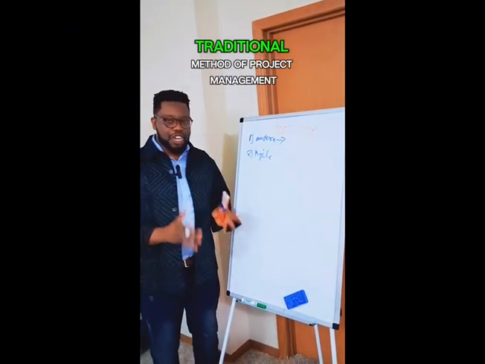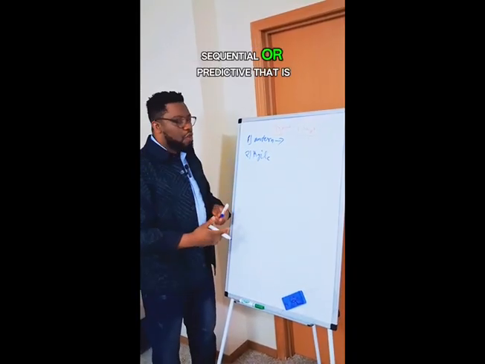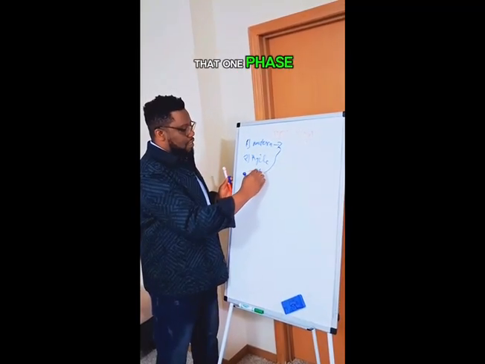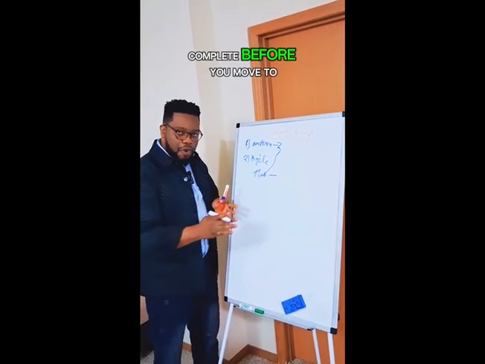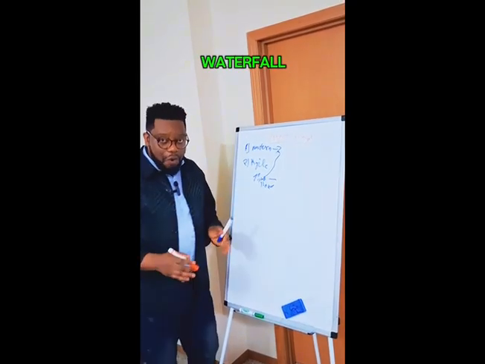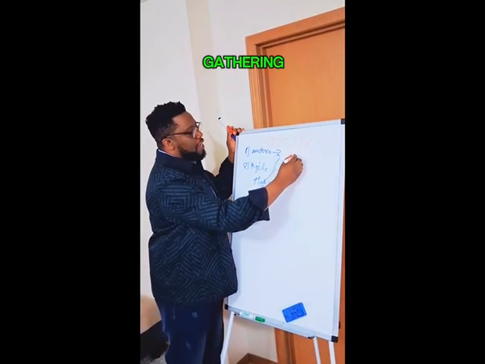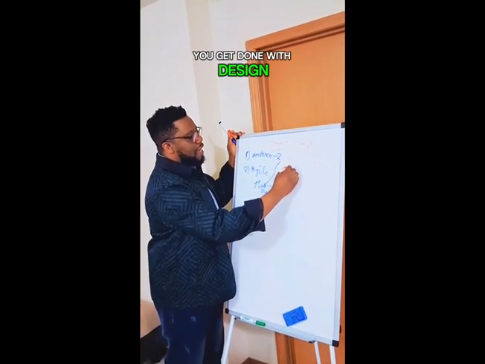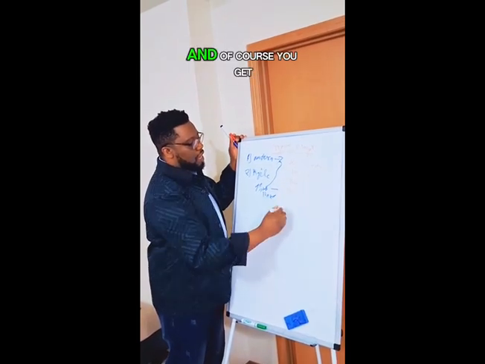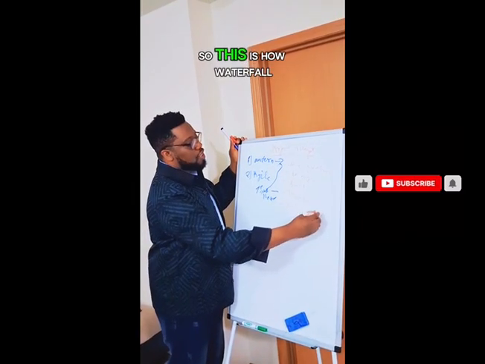Waterfall, some people call it the traditional method of project management. Some will say it's linear, sequential, or predictive. That is waterfall. So what this means is that one phase of the production needs to complete before you move to the next phase. What are we saying here? We are saying that if you pick waterfall, you need to get done with requirement gathering, you get done with design, build, or coding, you get done with testing, and of course, you get done with deployment or release. So this is how waterfall works.